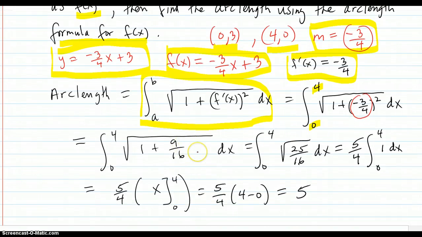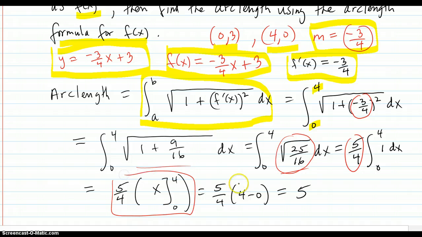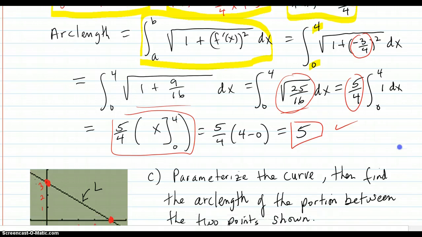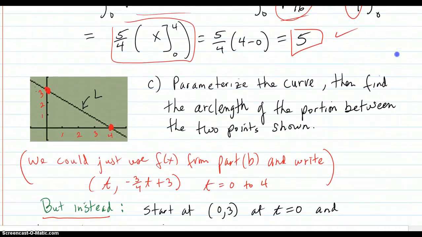simplifying down. Now you're 1 plus 9/16 is 25/16. Square root is 5/4. Factor out to the outside of the integral, 5/4, 0 to 4 of 1 dx. You work that out and you get 5. So it checks out. Now let's do it this way.